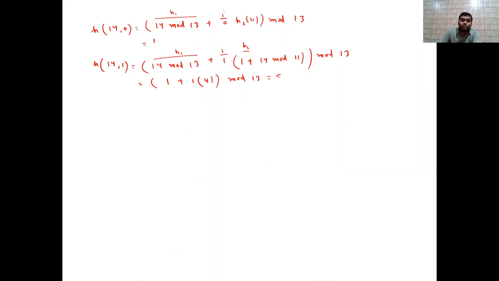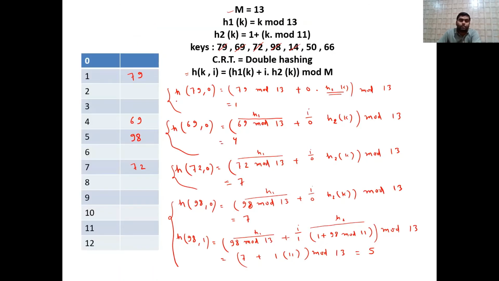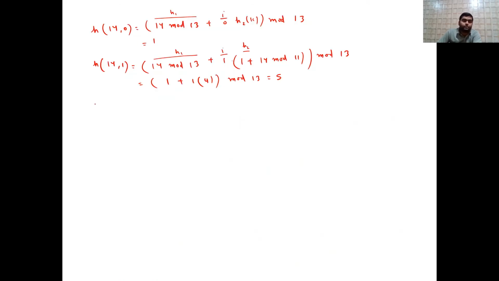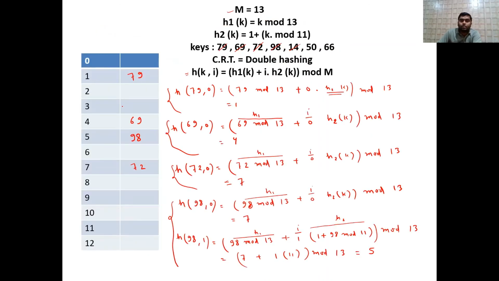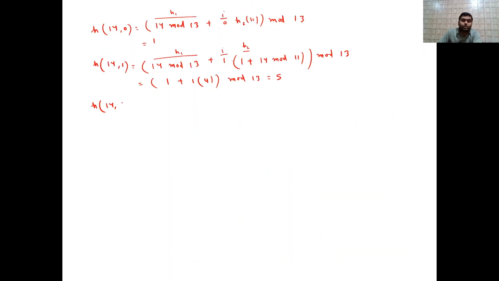So again collision. Okay, because at 5 a value is already stored. So now what will happen, next is change the probe number. So 14 comma 2. So now what will happen, 14 mod of 13.